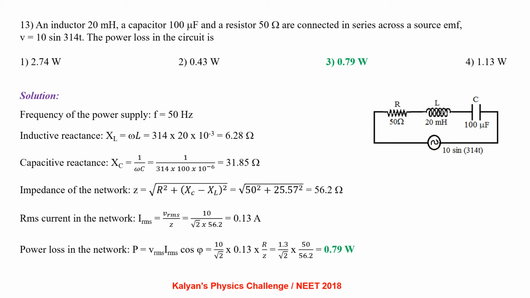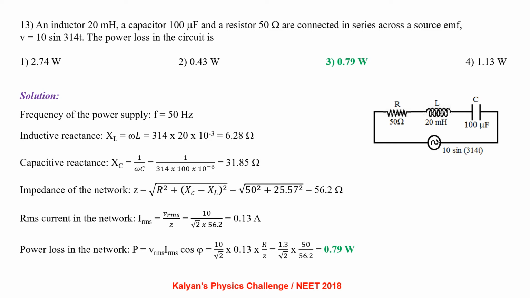Inductive reactance XL equal to omega L, that comes out to be 6.28 ohm. Capacitor reactance XC equal to 1 by omega C, which comes out to be 31.85 ohm. Now the impedance of the network equal to root of R square plus XL minus XC whole square, which comes out to be 56.2 ohm.